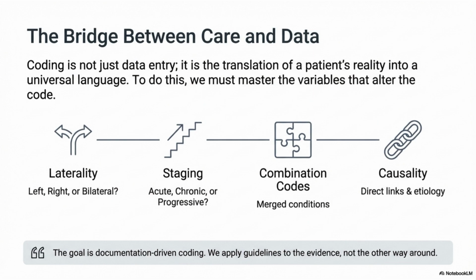At the end of the day, the golden rule is simple: documentation drives the code. We don't try to make the documentation fit the guideline, we apply the guideline to what the provider actually wrote. That's how we keep the story accurate.